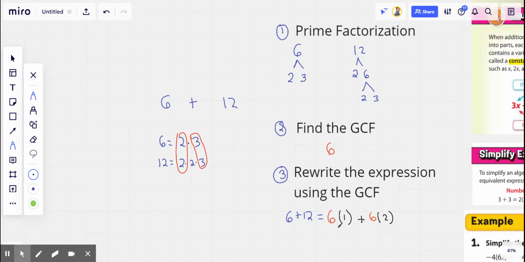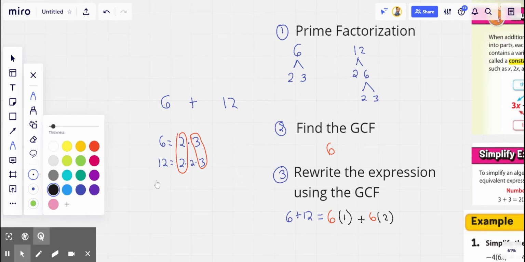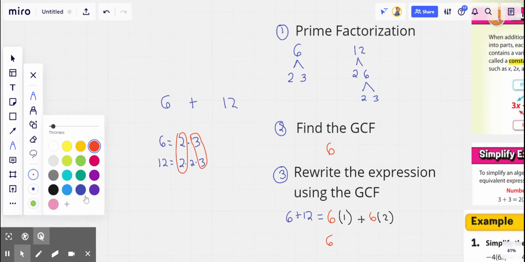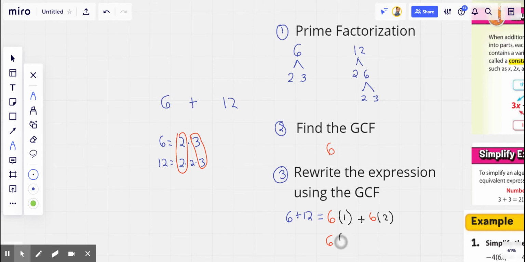And then our final thing, we just have to rewrite it using the distributive property. So our greatest common factor is going to be outside the parentheses. So it's going to be 6. And then we're going to have in parentheses 1 plus 2. If we were using the distributive property, we'd go 6 times 1, which is 6, plus 6 times 2, which is 12. Okay. So this equals our original expression.